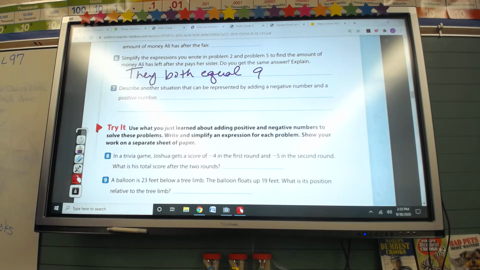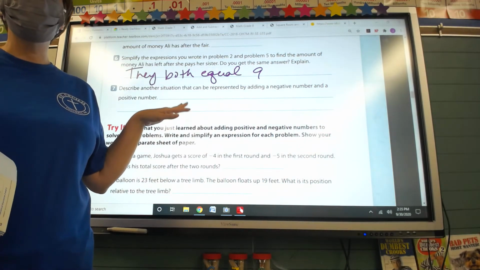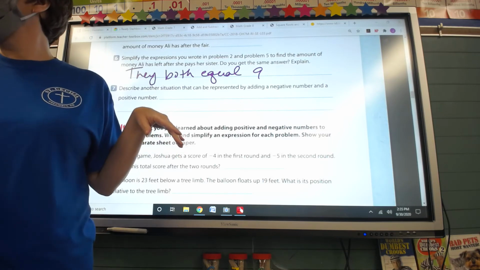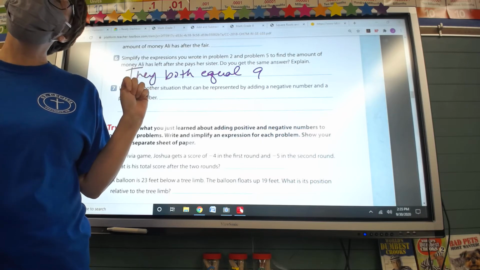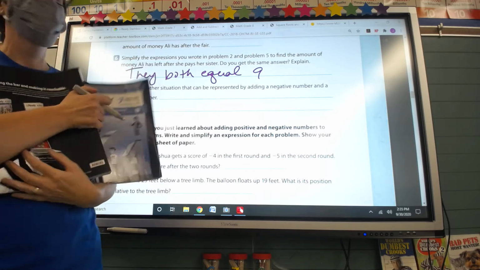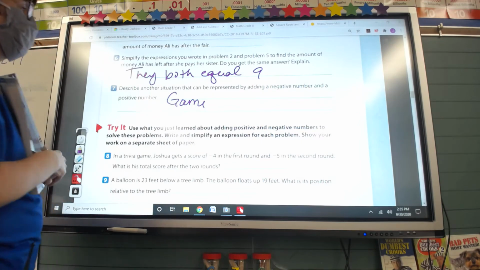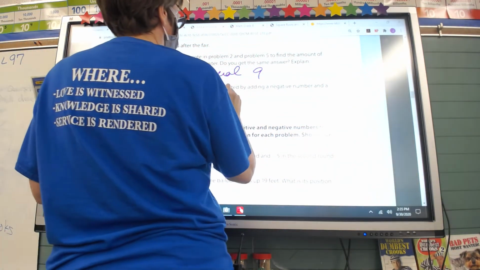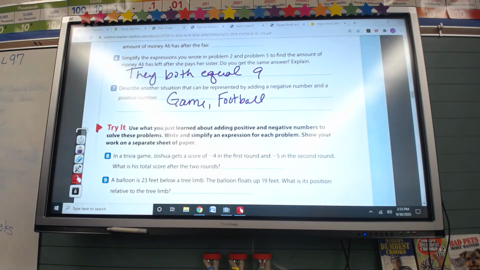What's a time when you would do a negative plus a positive? Besides owing somebody money and making money, what's another time you would do a negative plus a positive? What about a game? Have you ever played a game where you get negative points? Jeopardy. So a game. Or Monopoly. Or if you're just a really bad football team. You can get negative yards in football. That'd be a pretty bad football team.